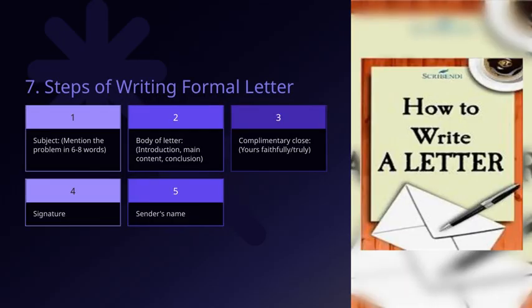Now, let's walk through the steps of writing a formal letter. First, you start with the subject, which should clearly mention the problem in about 6 to 8 words. This helps the reader immediately understand the purpose of your letter.